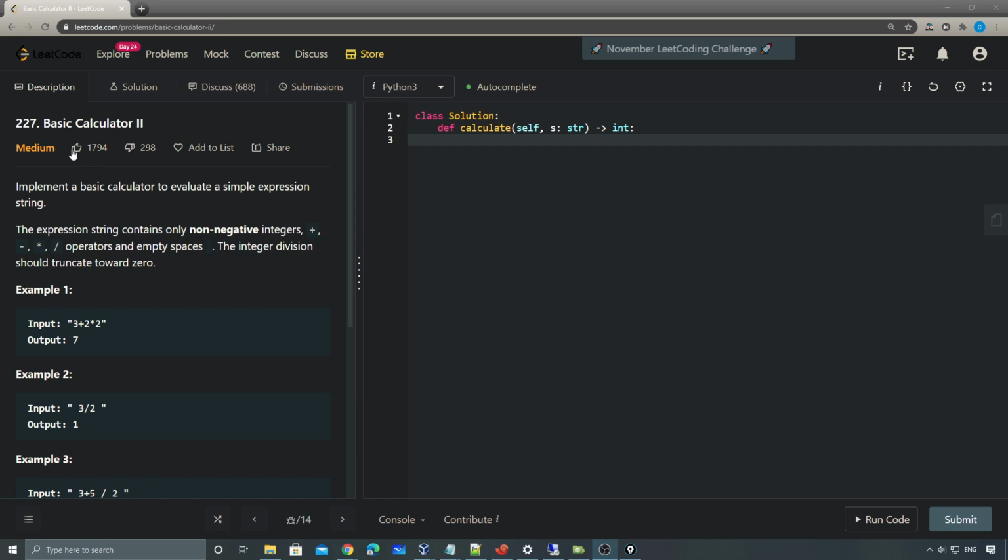So today, let's take a look at 227, basic calculator number 2. This is one of the calculator series of problems. For this problem, there are no parentheses, and there are only the operators plus, subtract, multiply, and divide. I think in total there are four calculator problems in LeetCode. I think they're pretty interesting.